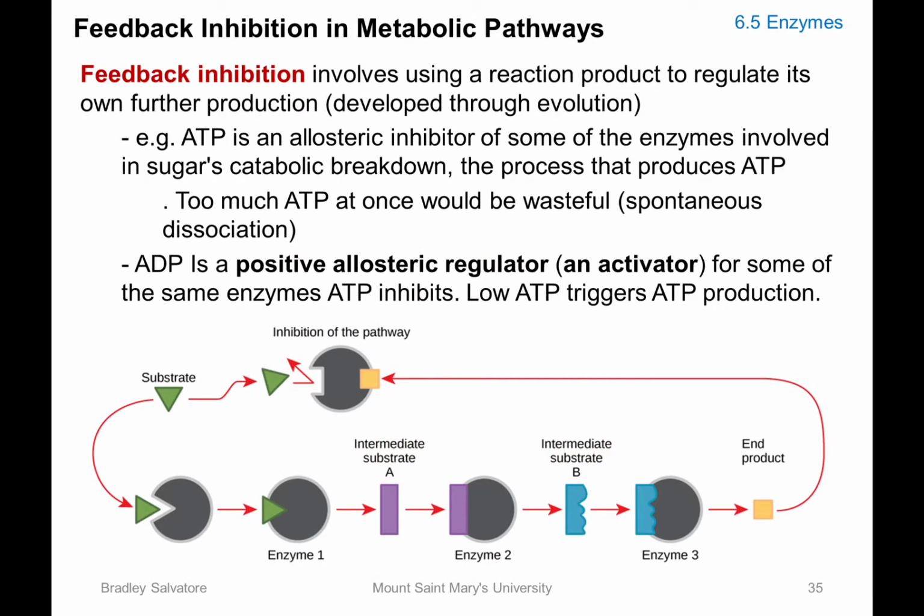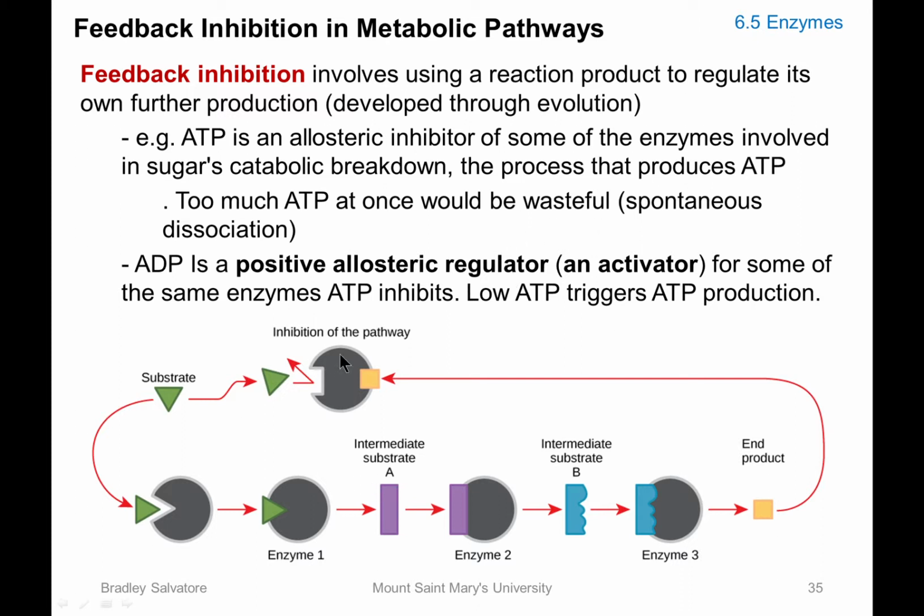Then lastly, throughout these inhibitors and activators, our body can actually put this in a feedback loop, or feedback inhibition, where the end product of a pathway can potentially go back and inhibit one of the enzymes within the pathway. It will usually be the first enzyme within the process.